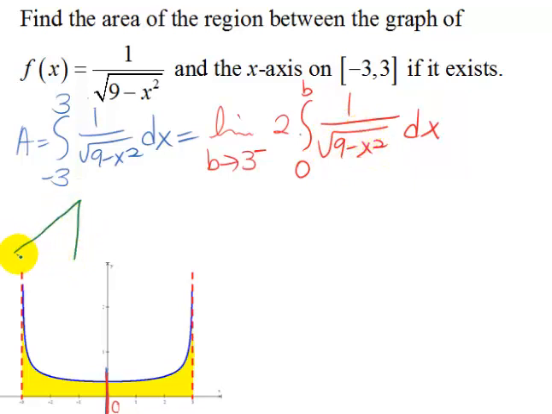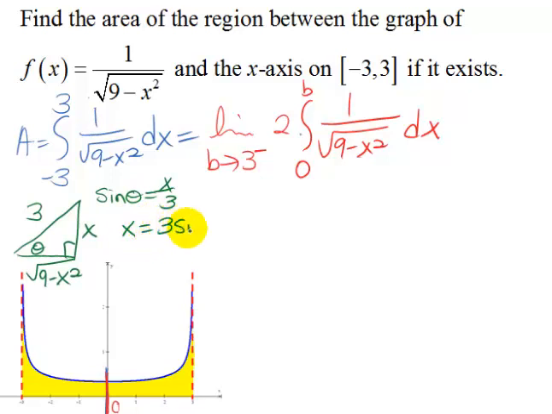In looking at this, I say trig substitution. So I'm going to draw a triangle, and I'm going to label the hypotenuse 3, here's theta, and this is x, so that this side is the square root of 9 minus x squared. So connecting those sides, sine of theta equals x over 3. So my substitution is x equals 3 sine theta, and my dx is going to be 3 cosine theta d theta.